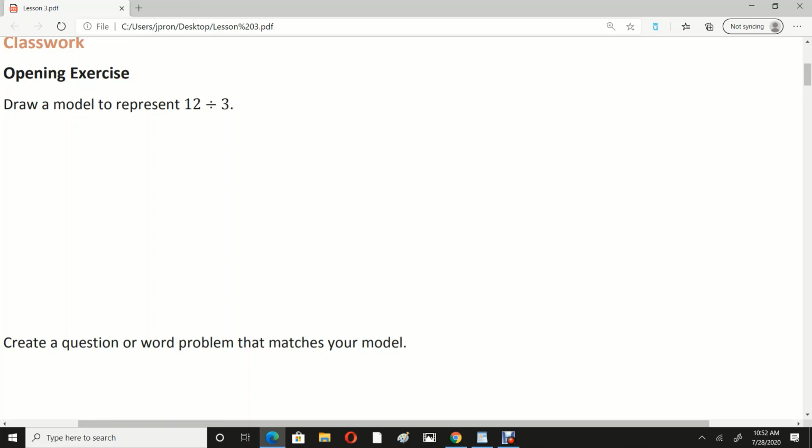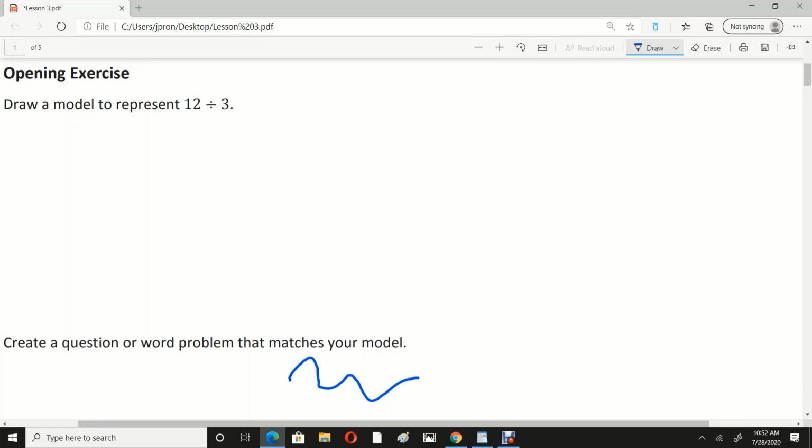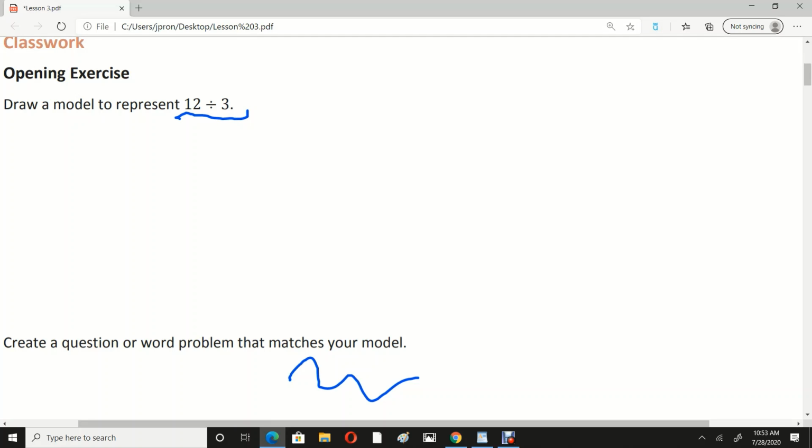I think it might be better if you make a story up first. So you may want to come down here and do this part first and think of a creative situation that would match this problem right here. Take a few minutes, reflect on what you've learned about word problems in math, and try to match up a word problem for 12 divided by 3.